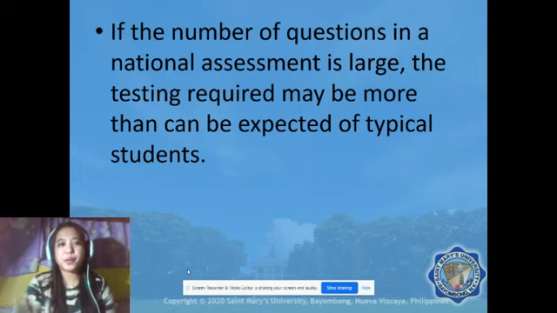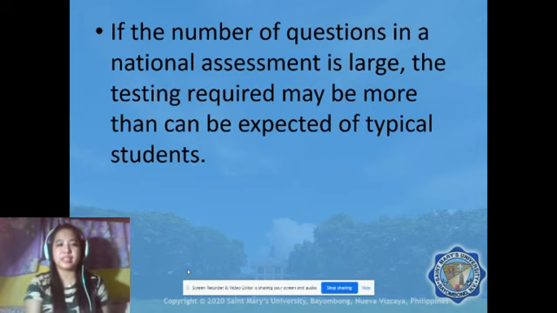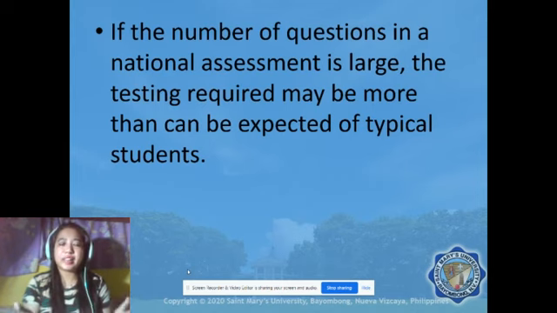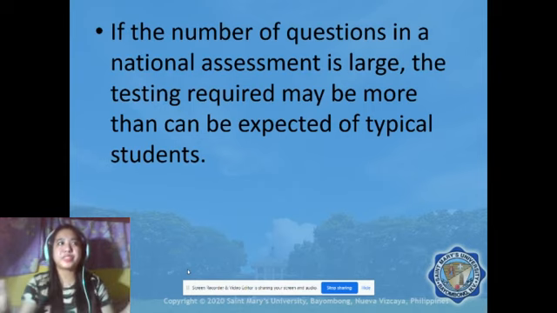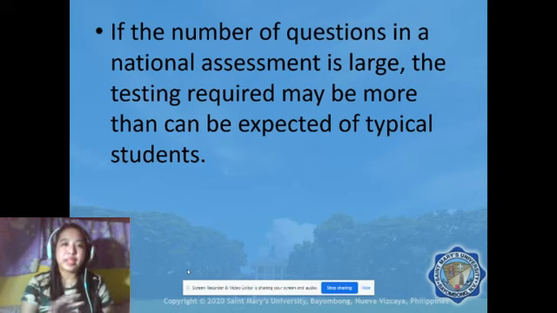If you're going to craft a test and you know that you only have very few students, then it's okay to come up with a short test. But if you're going to consider a large sample, then you also have to make a test that consists of a number of questions.